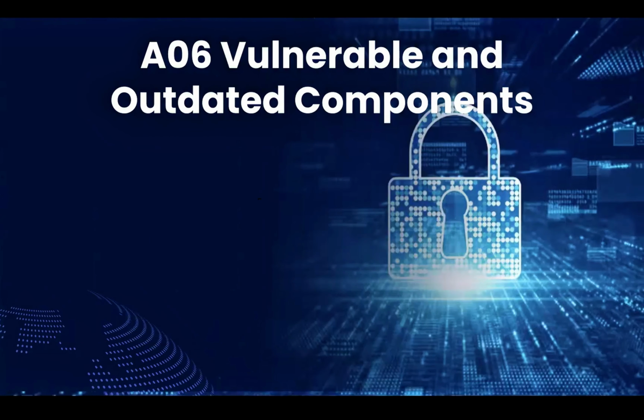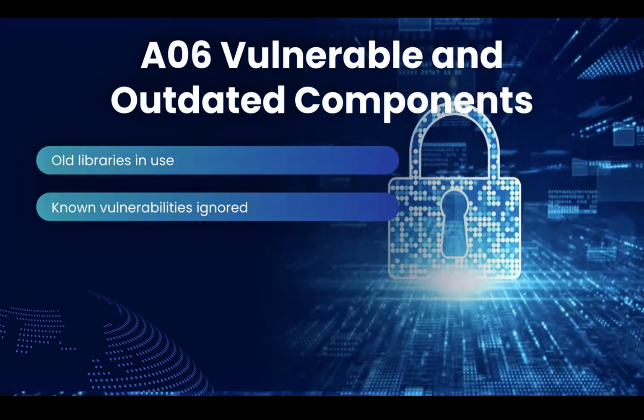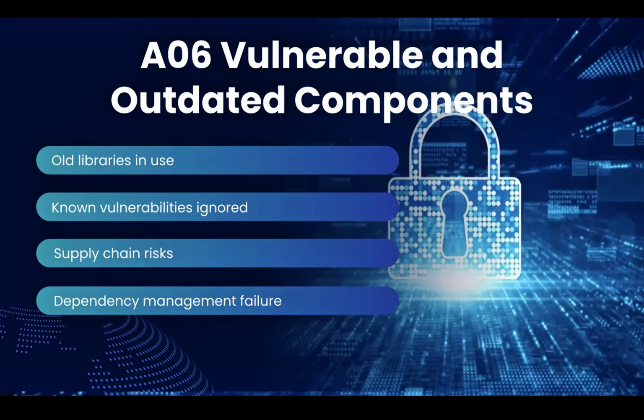Let's consider the sixth one, which is vulnerable and outdated components. Software depends on components, libraries, and frameworks. So we can experience vulnerable and outdated components if old components remain in use, that is, components that are no longer secure or safe to use in an application. If a developer is still using that, then there is a problem. We also have known vulnerabilities that are ignored. Also, we have supply chain risks. And lastly, we can experience dependency management failure, which means that poor dependency management can create attack paths.